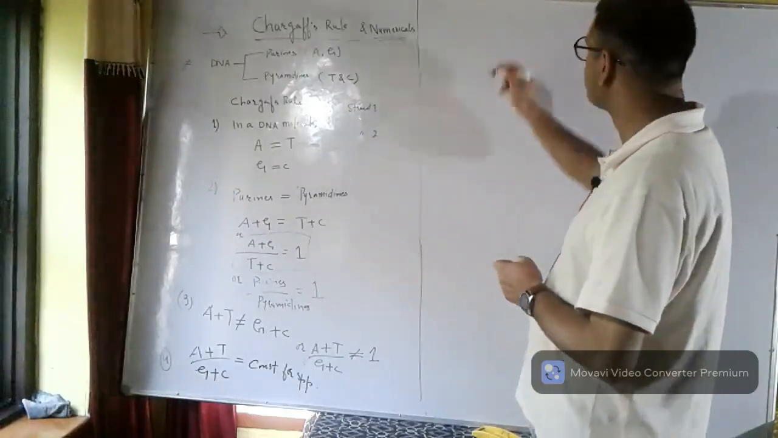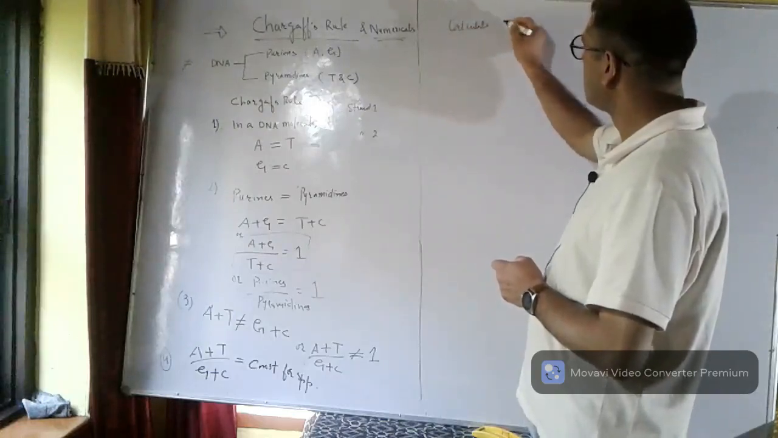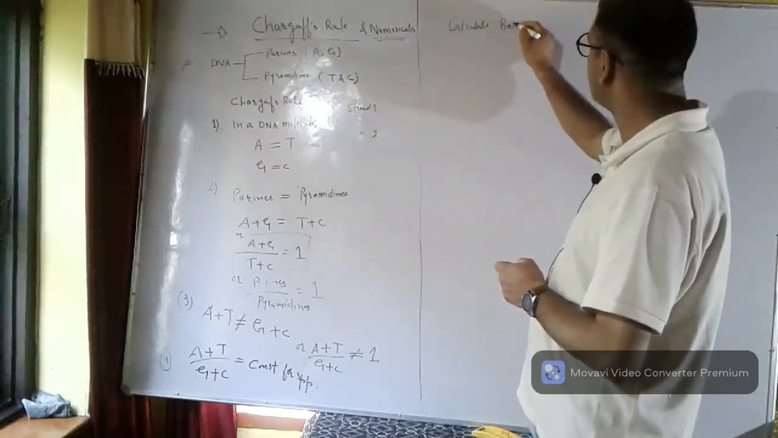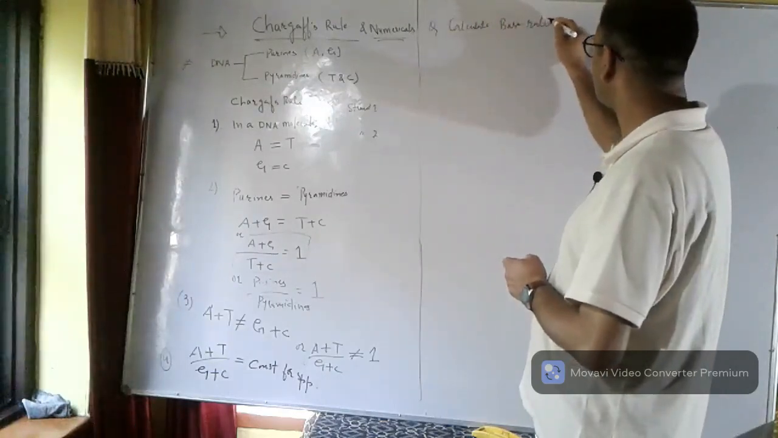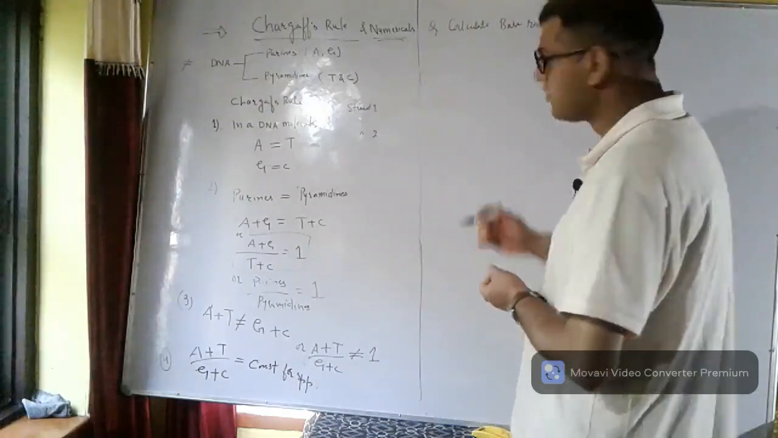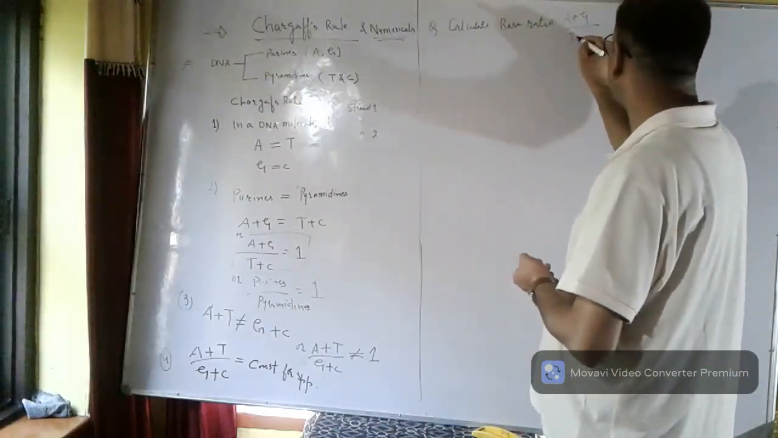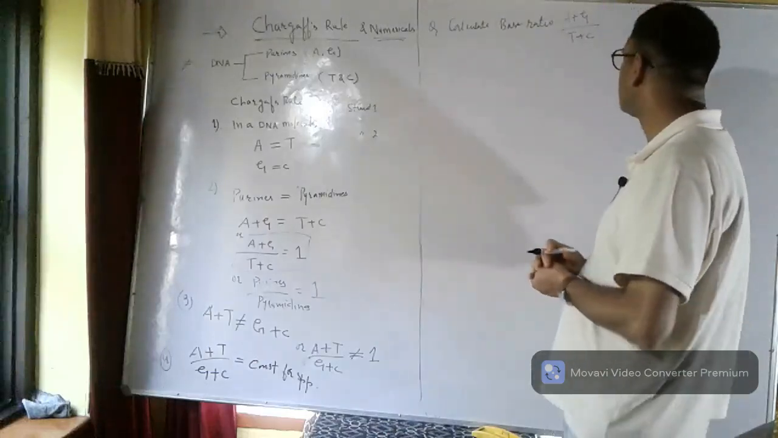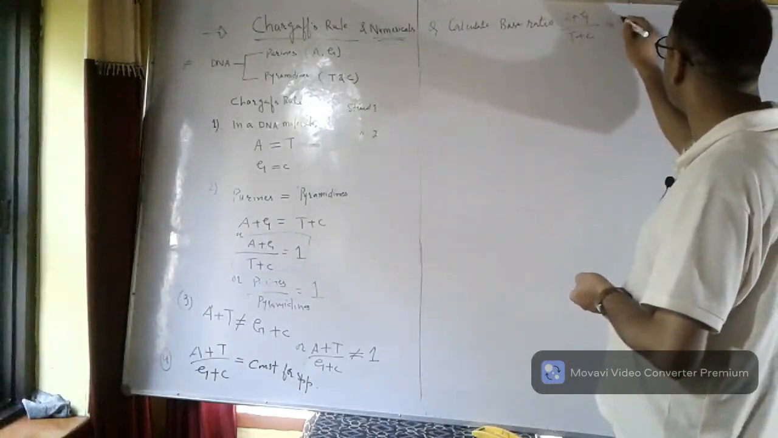We have to calculate the base ratio, adenine plus guanine by thymine plus cytosine, in the following DNA molecule.